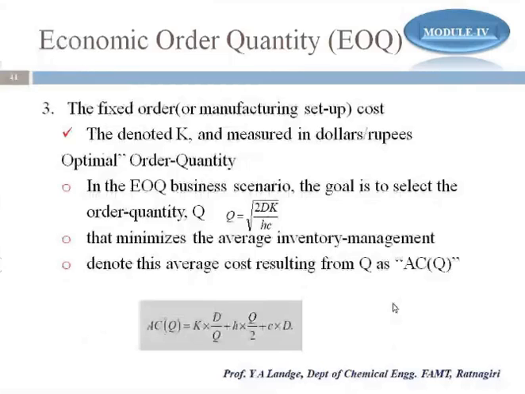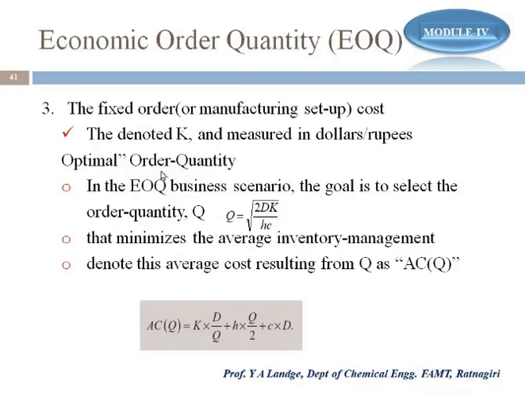Now what do we mean by the fixed order or manufacturing setup cost? We call it a fixed order cost, which is denoted by K. Okay, denoted by K, and this is measured in rupees or dollars, whatever the currency of that particular region is.